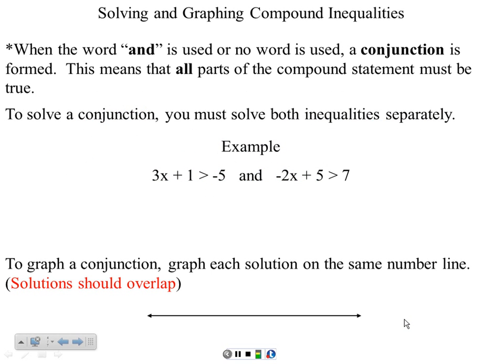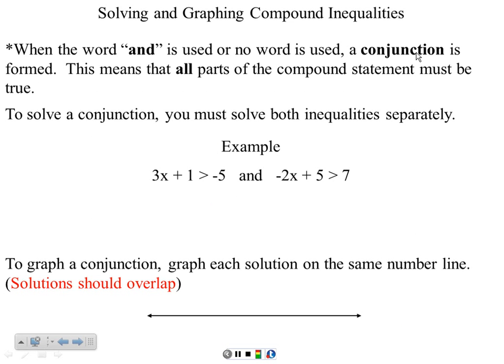Alright, what about compound inequalities? Compound inequalities just basically mean that we have two inequalities in the same problem. So when the word and is used, or no word is used at all, this is called a conjunction. So you'll hear me say the word conjunction a lot.